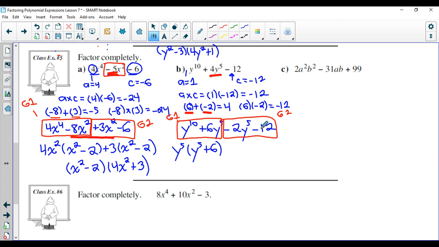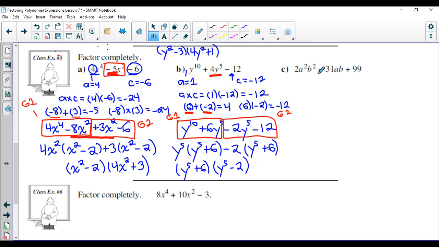Out of the second one, there's no variable we can pull out that's common, but we can pull out a common -2. If I pull out a -2, then -2y to the 5 divided by -2 would be y to the power of 5. And then -12 divided by -2 would be positive 6. We can bring what's in the brackets to the front, and then we would have y to the power of 5 plus 6, and then y to the power of 5 minus 2.